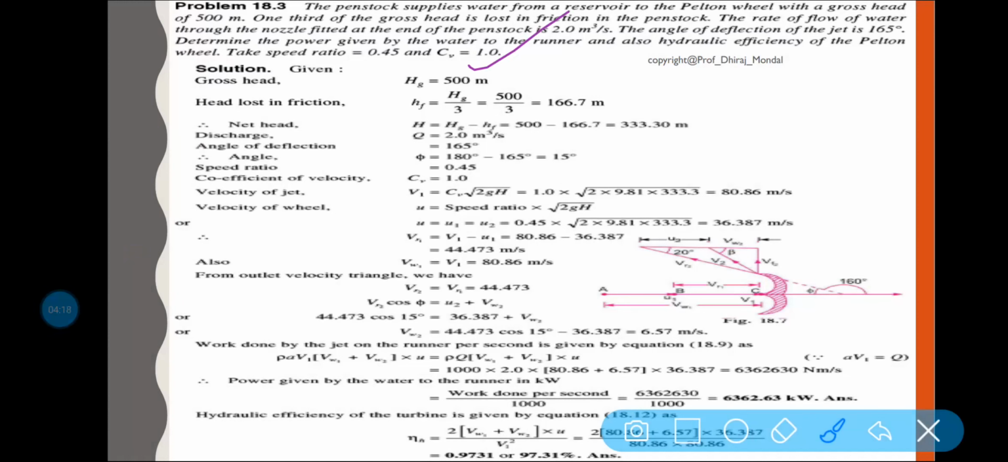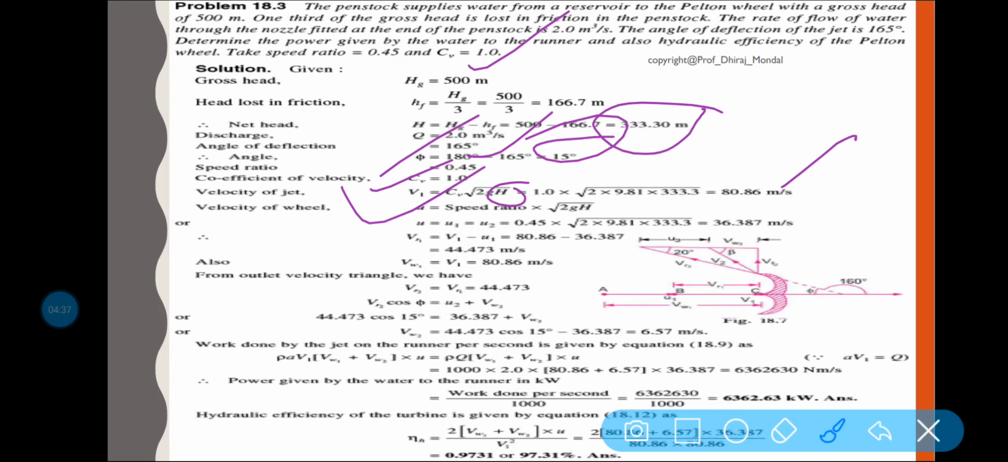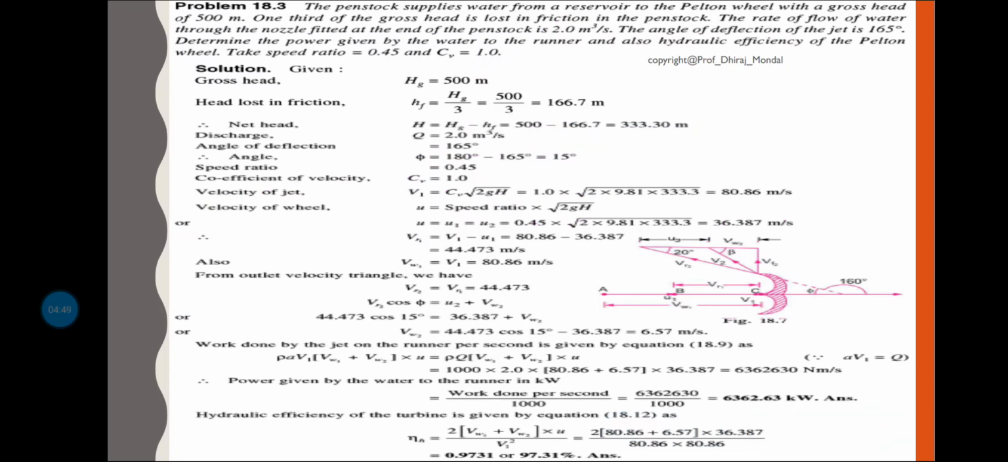Cv is 1, phi you can find out as 15 degree, speed ratio 0.45. V1 you can find out as Cv root over 2gH, and here this H is nothing but the net head, that is your 333.3 meter. Now you can easily find out V1. From the speed ratio you can find the velocity of the wheel: u is speed ratio into root over 2gH. So ultimately u is equal to 36 meter per second. Clear? Now what you have to find out?